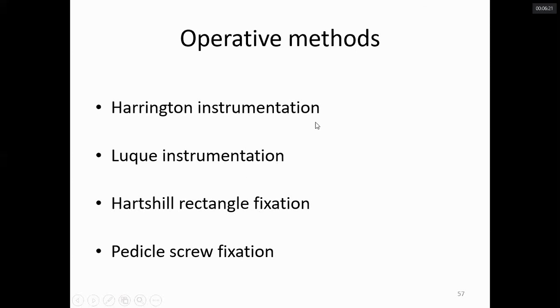For operative fixation, there are various methods like Harrington rod instrumentation, Luque rod instrumentation, and Harrington rectangle fixation. Now pedicle screw fixation is the latest technology we use. In our setup, we also do spine fixation with the technique of pedicle screw fixation. We puncture the pedicle and put in a pedicle screw. If necessary, go for decompression of the spinal cord. If not necessary, just put a pedicle screw and come out.